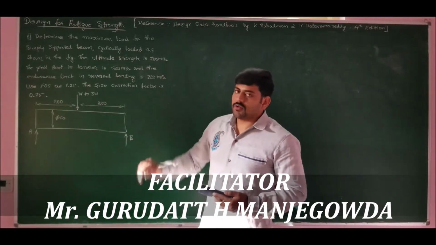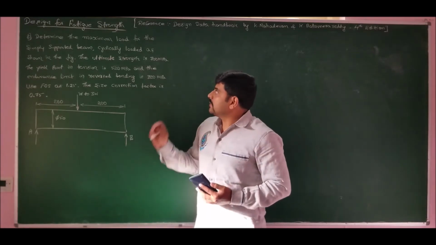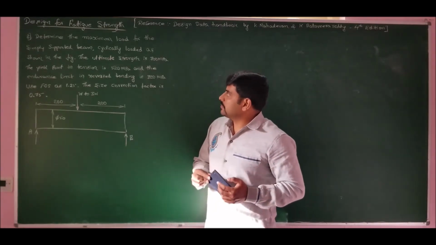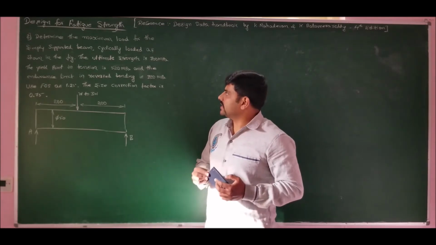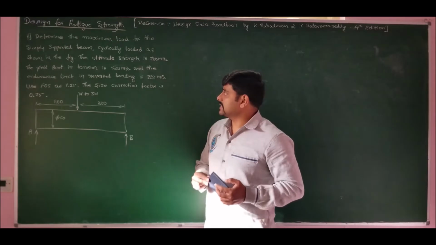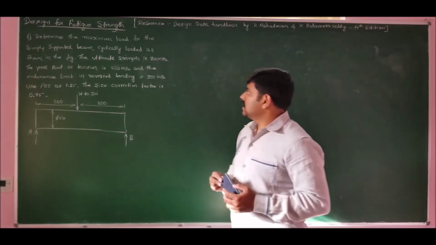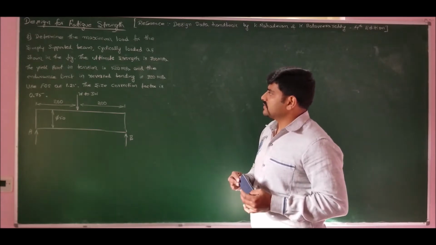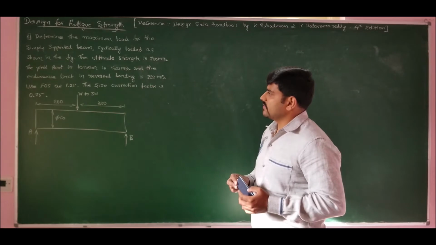Problem number 2 of our discussion on design for fatigue strength states: determine the maximum load for the simply supported beam cyclically loaded as shown in the figure. The ultimate strength is 700 megapascals, the yield point in tension is 520 megapascals, and the endurance limit in reversed bending is 320 megapascals. Use factor of safety as 1.25. The size correction factor is 0.75.